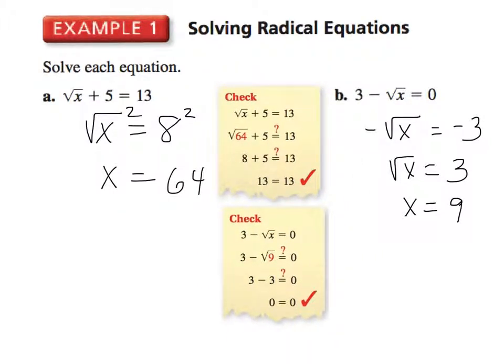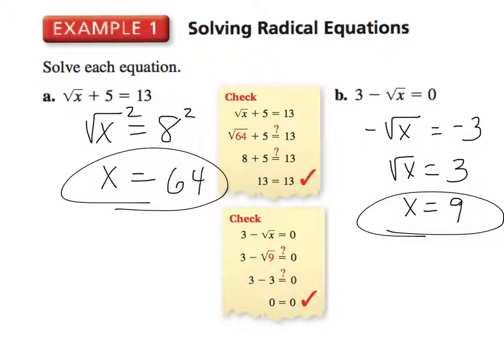You don't need to write it out. You can do it in your head. But for example, you take the 64, plug it in. Take the square root of 64, which is 8, plus 5, that does give you 13. You must check them. Both of these do work, so these answers are your final answer.